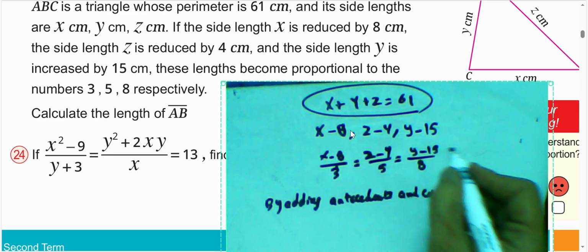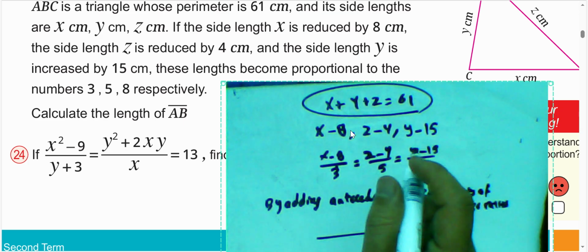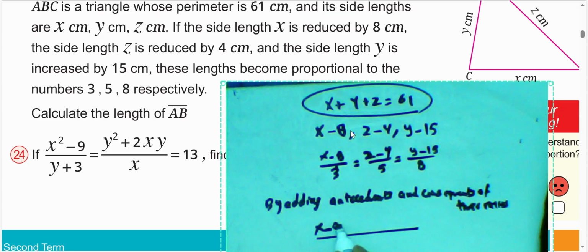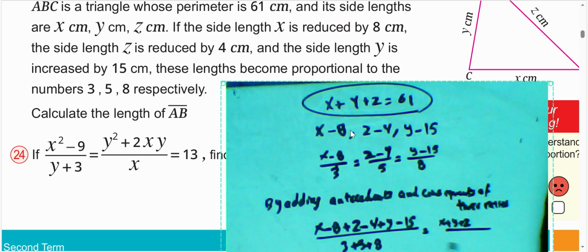If we add numerator by numerator and denominator by denominator, we write x minus 8 plus z minus 4 plus y minus 15 over 3 plus 5 plus 8. Write x plus y plus z, then negative 8 and negative 4 is negative 12, negative 12 plus 15, and 3 plus 5 is 8, 8 plus 8 equals 16.